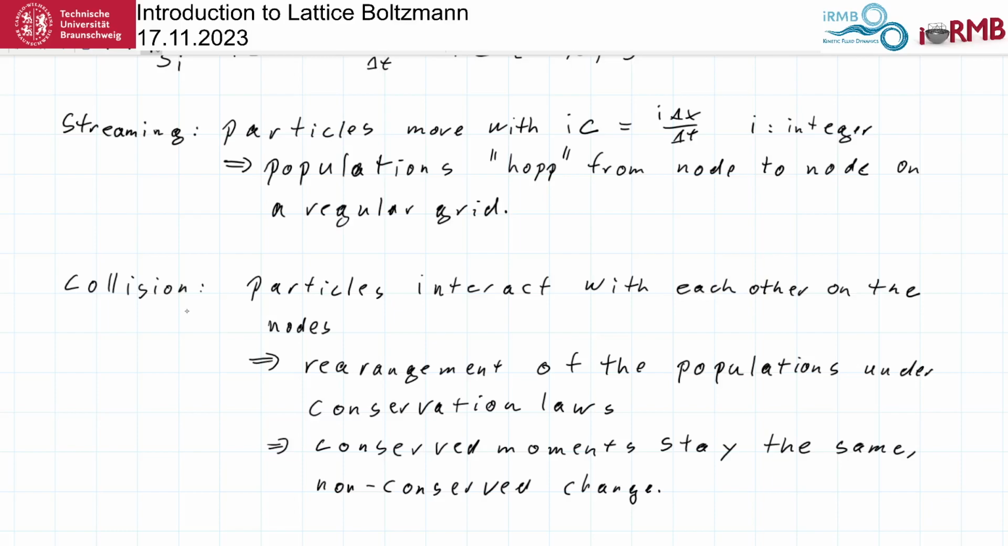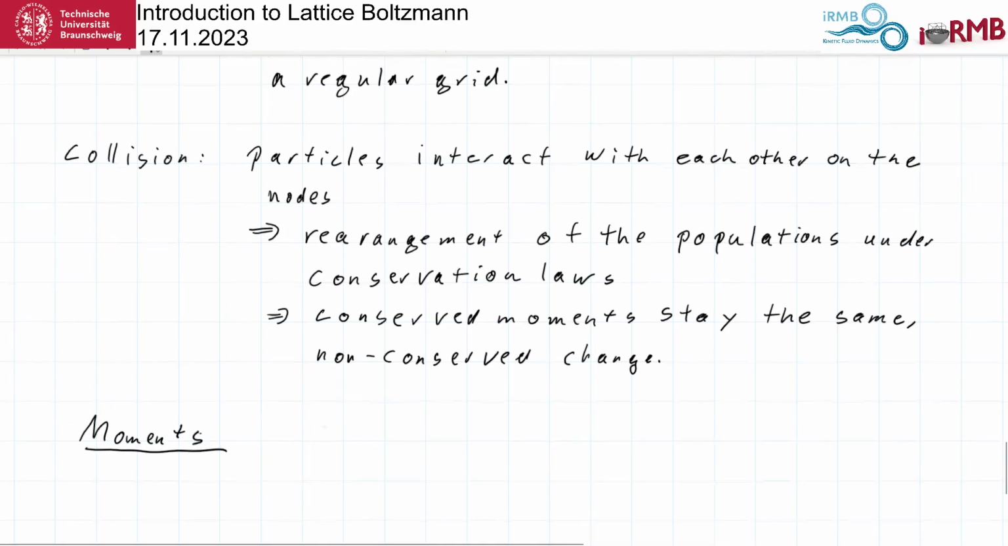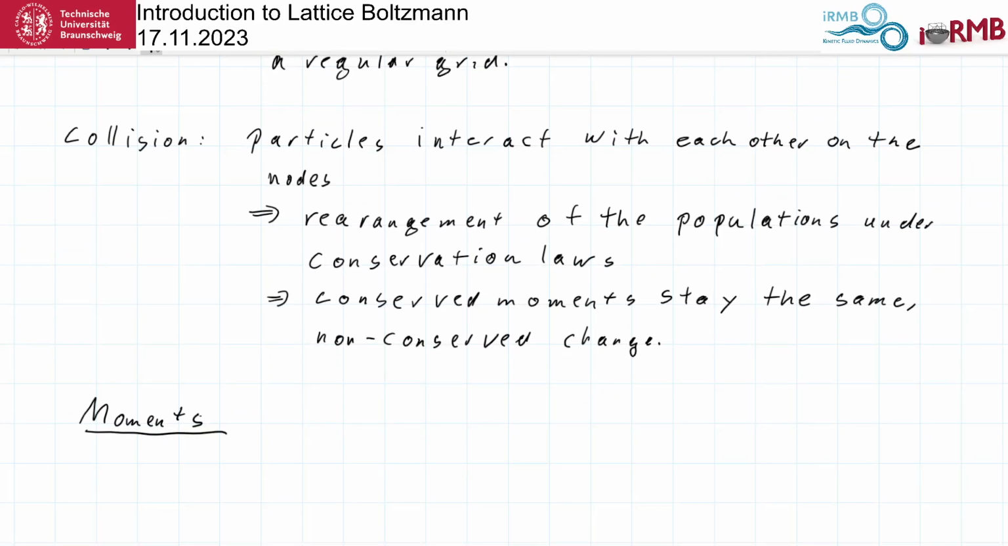So streaming is pretty simple. What we have to do in collision, this we have to find out now. Okay, let's talk about moments of this thing. Moments. As I said before, this is what we are all dealing with here all the time. So M_A, this is not the Mach number, it's M index A. You remember from moments in 3 dimensions, there's M_ABC, but now we are in 1 dimension, so it's only 1 index.